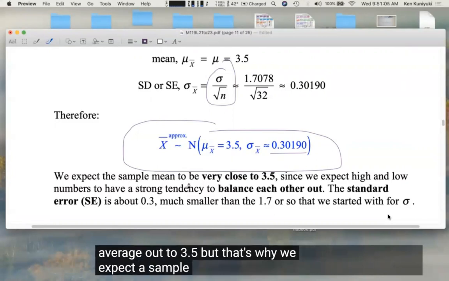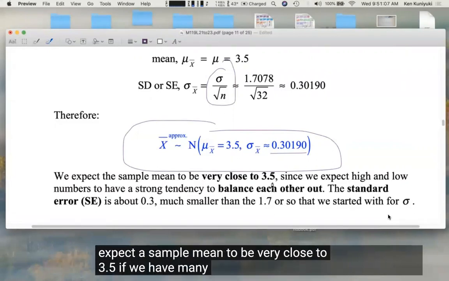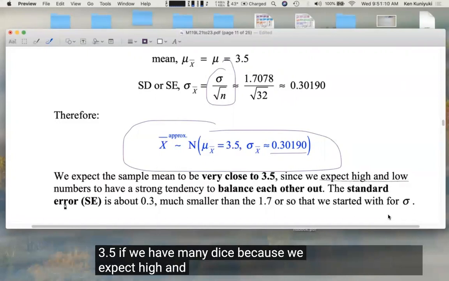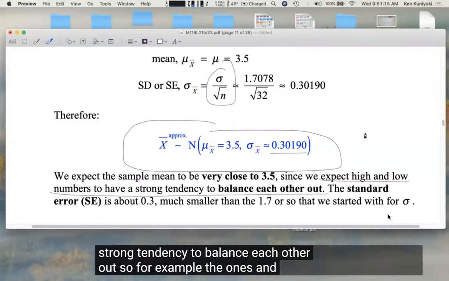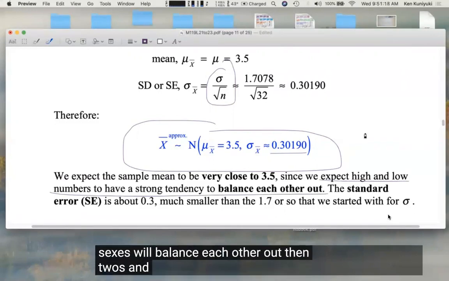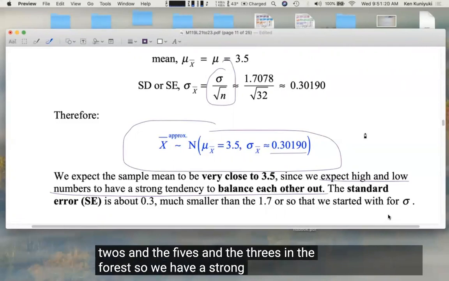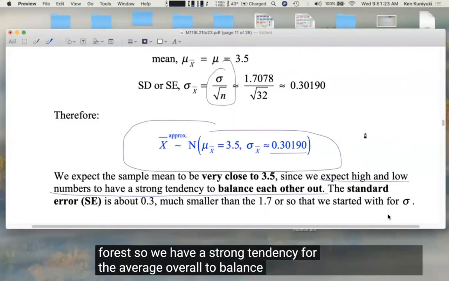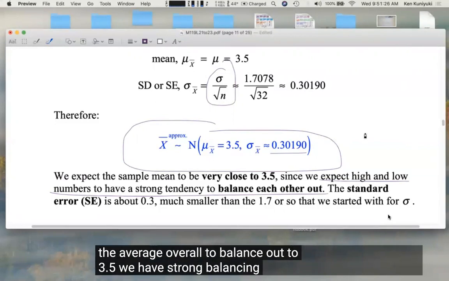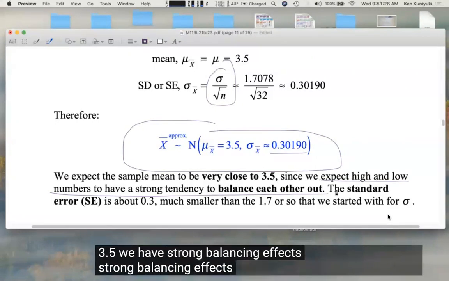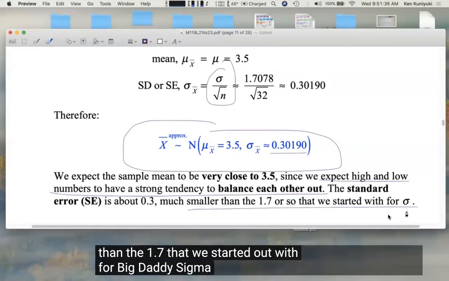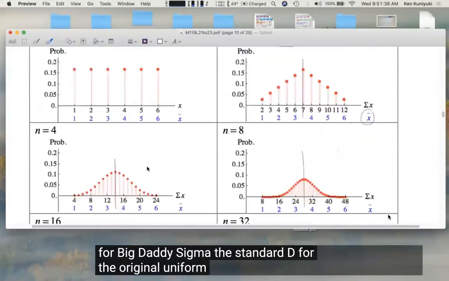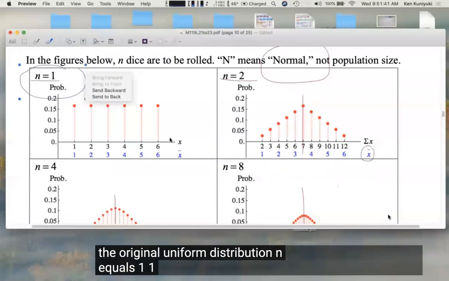But that's why we expect the sample mean to be very close to 3.5 if we have many dice, because we expect high and low numbers to have a strong tendency to balance each other out. So for example, the ones and the sixes will balance each other out, the twos and the fives, and the threes and the fours. So we have a strong tendency for the average overall to balance out to 3.5. We have strong balancing effects. The standard error is about 0.3, which is way less than the 1.7 that we started out with for Big Daddy sigma, the standard dev for the original uniform distribution, n equals 1 die.